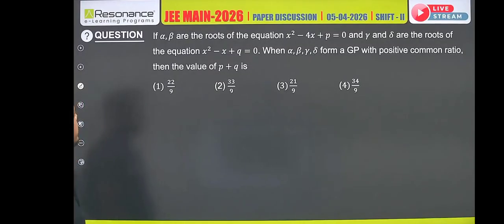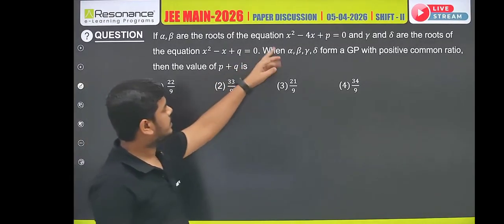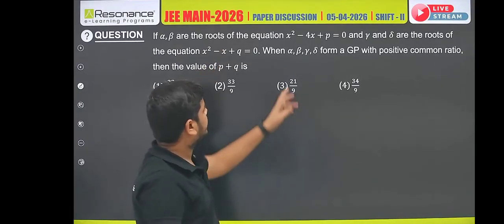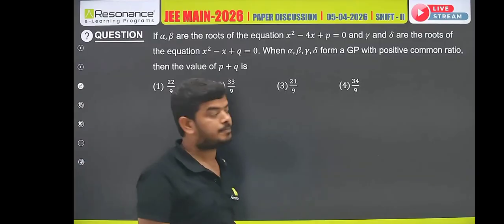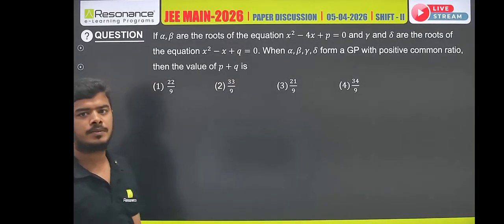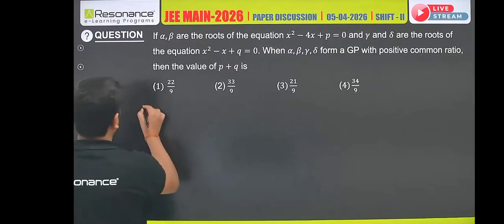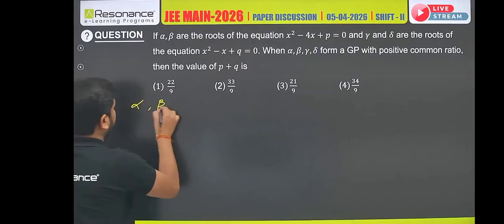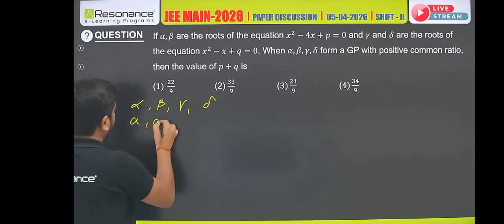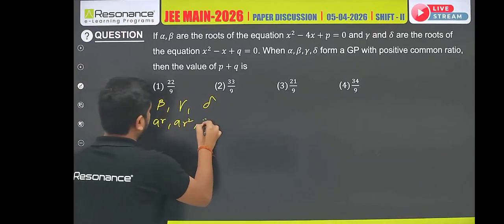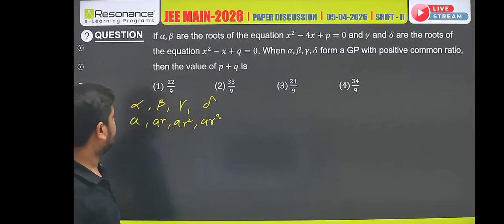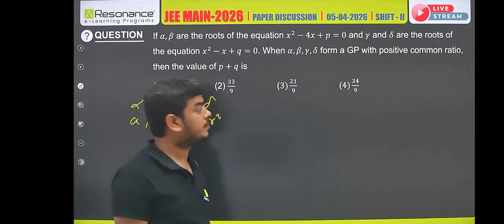Next question from quadratic equation. Alpha, beta are roots of this given equation and gamma, delta are roots of the second equation. When alpha, beta, gamma, delta form a GP with positive common ratio, then you have to find the value of P plus Q. So first of all, write alpha, beta, gamma, delta. Suppose these are A, AR, AR square and AR cube. So alpha is A, beta is AR, gamma is AR square and delta is AR cube, because these are in GP.